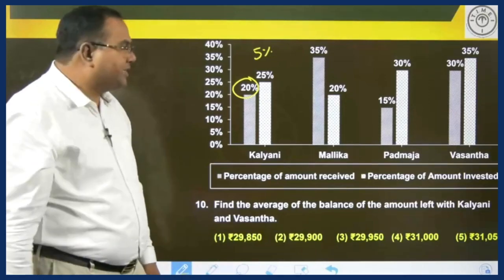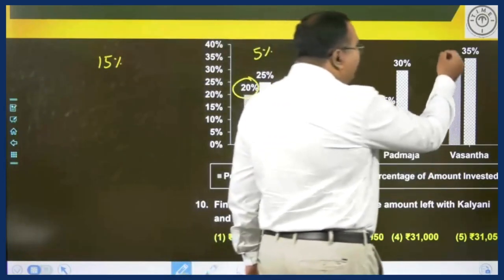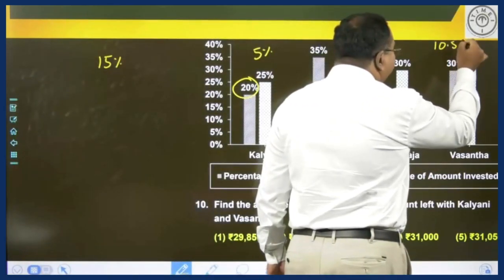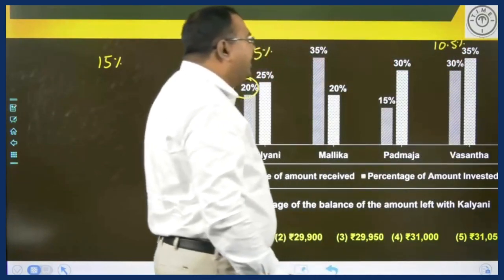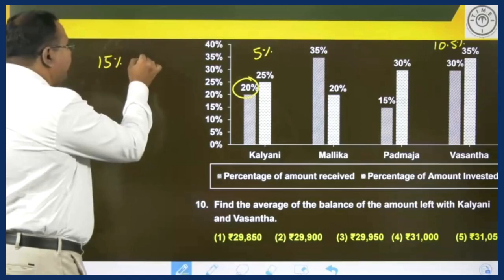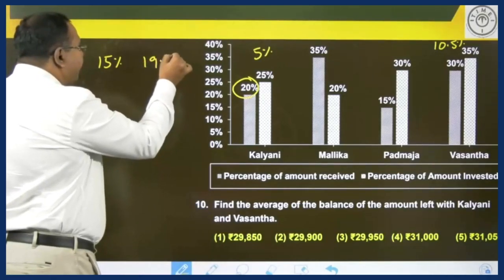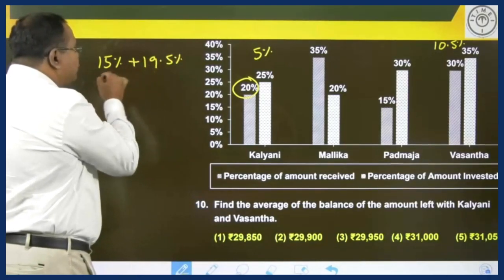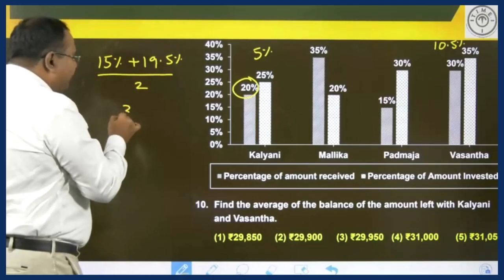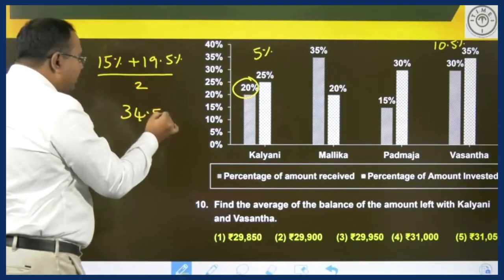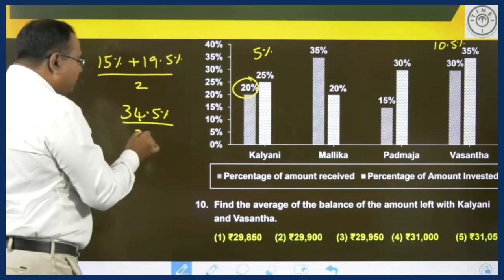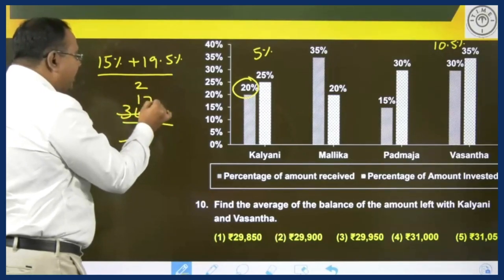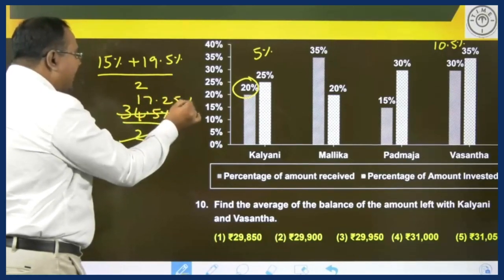Then, who is the other one? Vasanta. Vasanta, 10.5% she is investing. So, 19.5 remaining. So, average of these two people. So, 34.5% divided by 2. So, clearly it is 17.25%. This is my average.